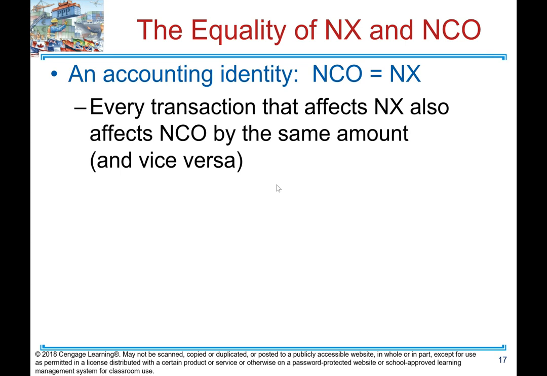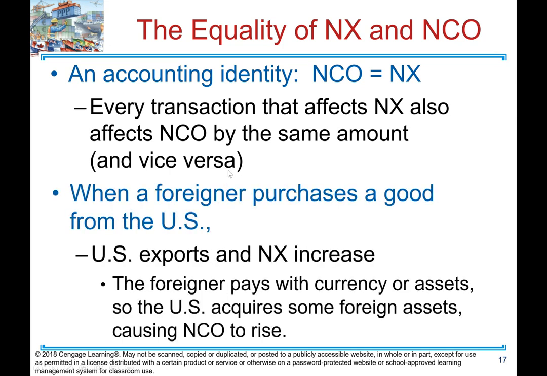The equality of NX and NCO: the accounting identity is that net capital outflow equals net exports. Every transaction that affects net exports also affects net capital outflow by the same amount, and vice versa. When a foreigner purchases a good from the US, exports and net exports increase. The foreigner pays with currency or assets, so the US acquires some foreign assets, causing NCO to rise.